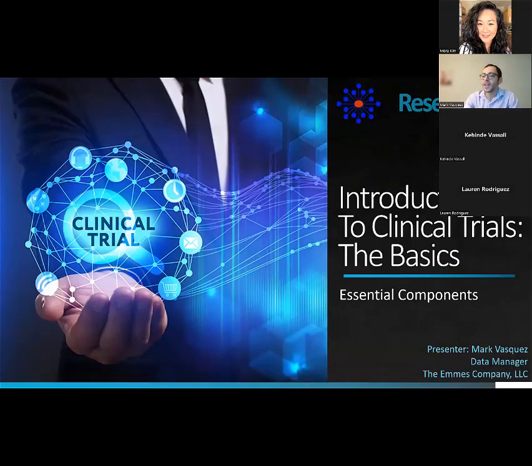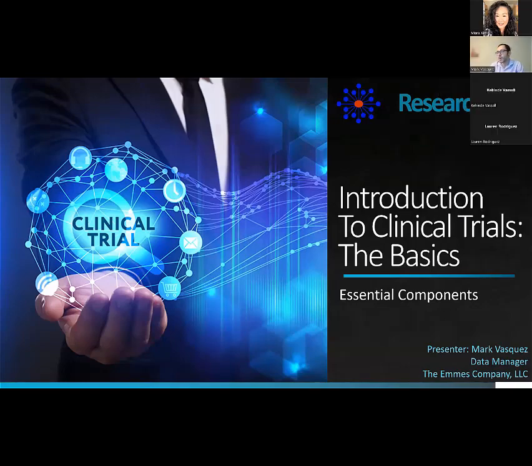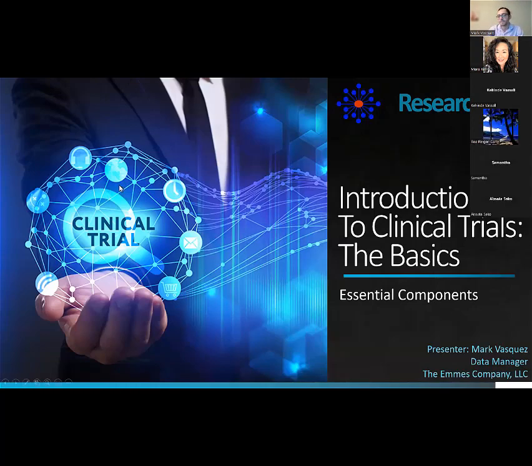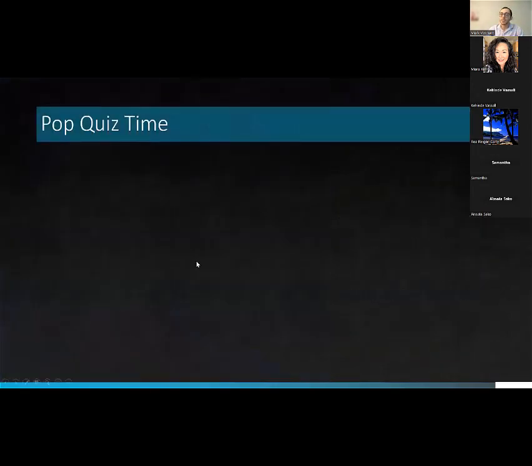All right, thank you. So this is the second half of the presentation, and we did more of a zoomed out kind of approach to the clinical research. What I'll be looking at is the individual components. I picked essential components that I think would be helpful for the new person to research, whether they be a research assistant or some other role, just something that they can digest. So we'll start with this pop quiz.